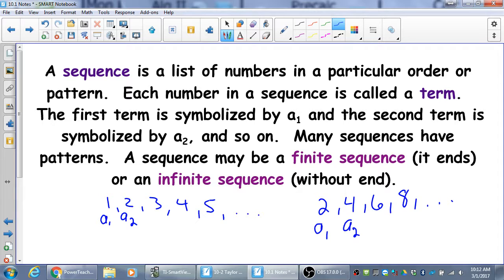Many sequences have patterns. Both of them that I gave have a pattern. A sequence may be a finite sequence. It ends. Or an infinite sequence without end. I wrote 2 infinite sequences. I know it's infinite because I put comma, dot, dot, dot. That means infinite. Now if I just wrote 2, 4, 6, 8, like that, that's a finite sequence. That stops without the comma, dot, dot, dot. So finite, infinite. That's the difference.